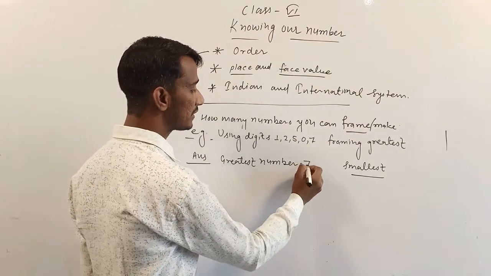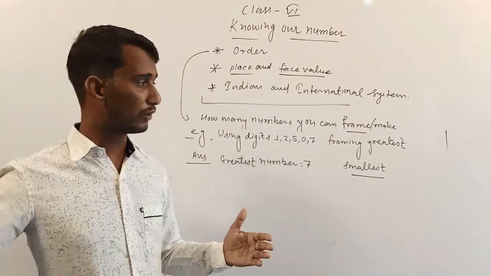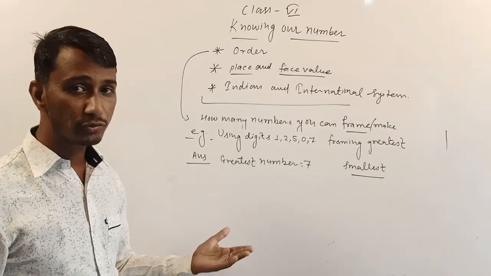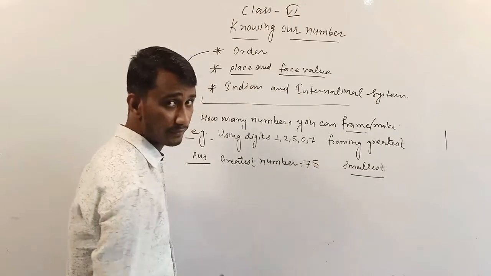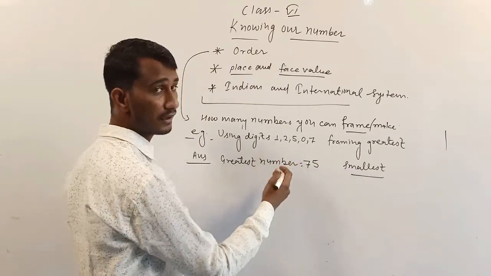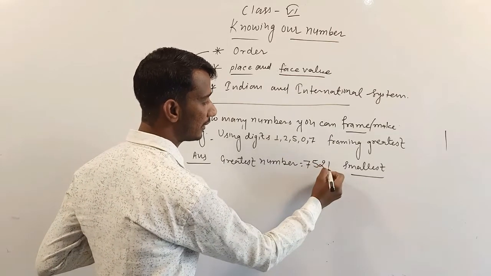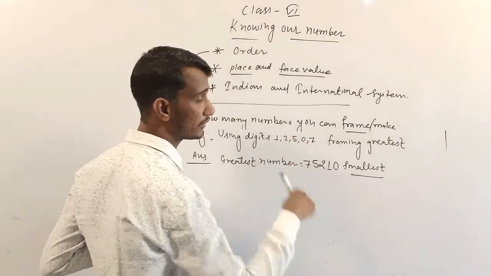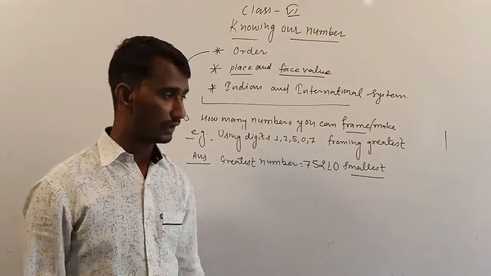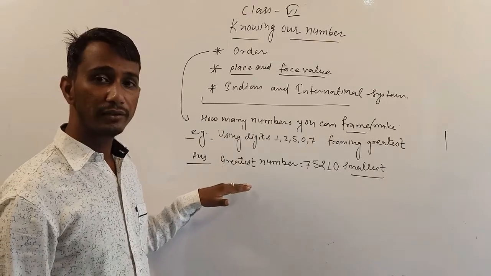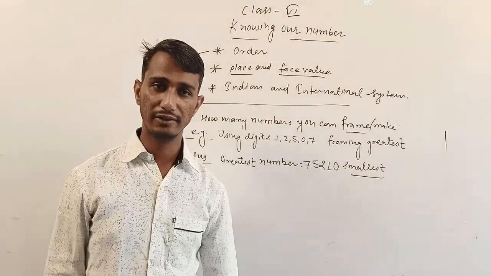Here the greatest digit is 7. Okay, so first you write 7. After that you write the smaller digit, so you write here 5. Okay. After that you write again a smaller digit, that is 2. After that you write 1, and at last you write 0, because 0 is the smallest of the given digits. Now you can say 75,210 is the greatest number.